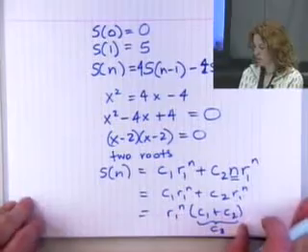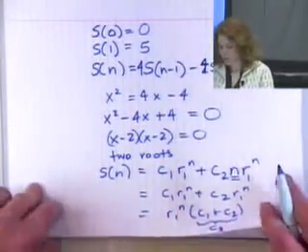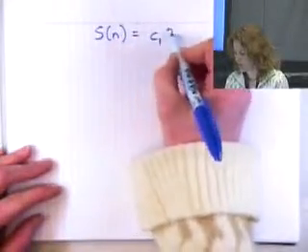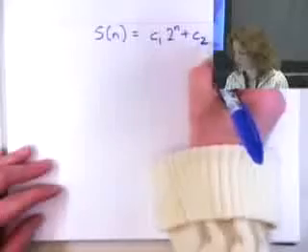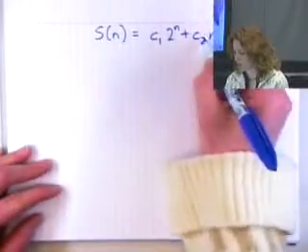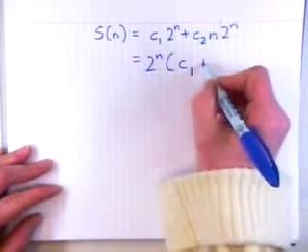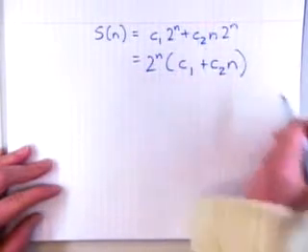So after I do that, my root was 2, so now I know that S sub n is equal to C1 times 2 to the n plus C2 times n times 2 to the n. That's also equal to 2 to the n times C1 plus C2 n. I'm factoring out the 2 to the n because it's a little easier to see the formula this way.